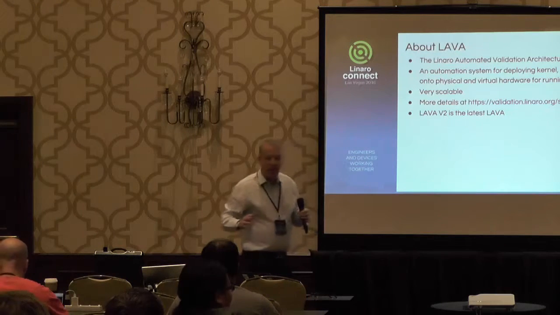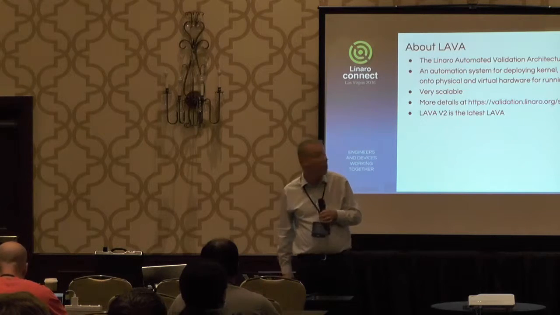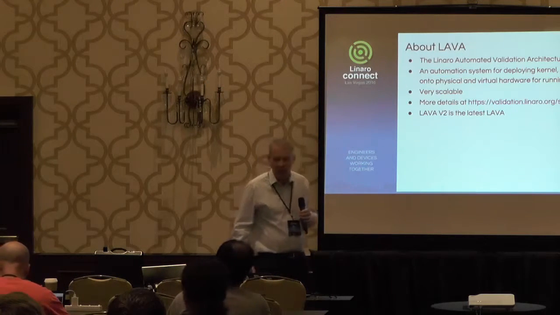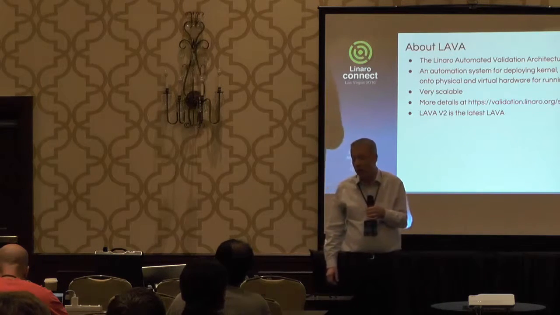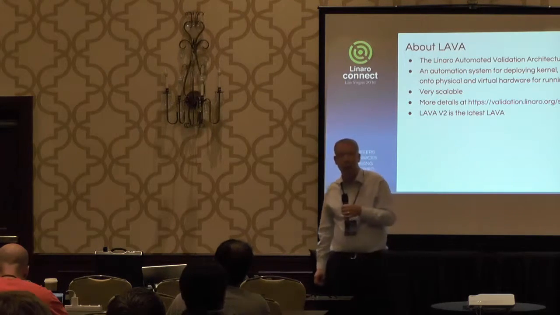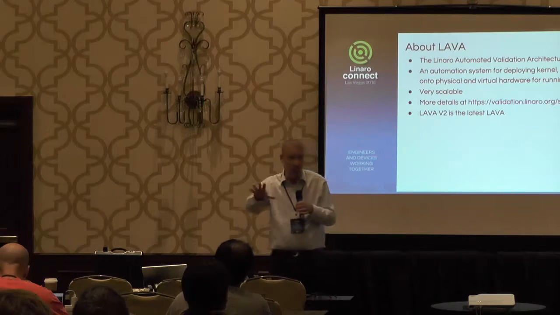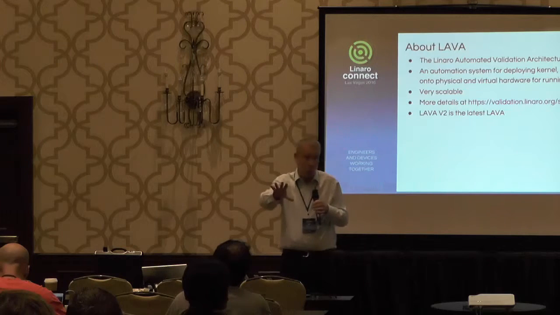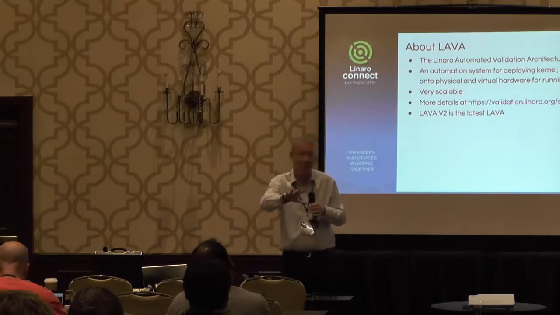Okay, so Lava, new readers start here. It's the Linaro Automated Validation Architecture. It's an automation system for deploying kernels, device tree blobs, and rootfs onto physical and virtual hardware for running tests. Anybody involved in Lava will obviously tell you can do a lot more than that, and you can probably do almost anything, but that's kind of a common use case. Let's go with that for a start.